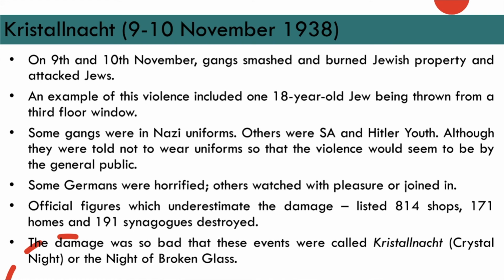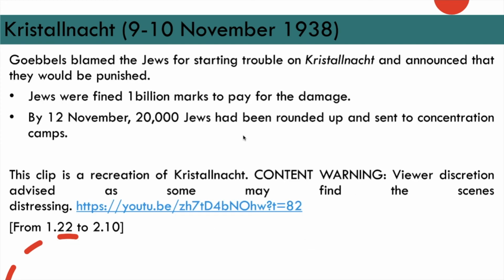Official figures, which underestimate the damage, listed 814 shops, 171 homes and 191 synagogues destroyed. The damage was so bad that these events were called Kristallnacht, Crystal Night, or the Night of Broken Glass. Goebbels blamed the Jews for starting trouble on Kristallnacht and announced that they would be punished. Jews were fined 1 billion marks to pay for the damage. By the 12th of November, 20,000 Jews had been rounded up and sent to concentration camps.